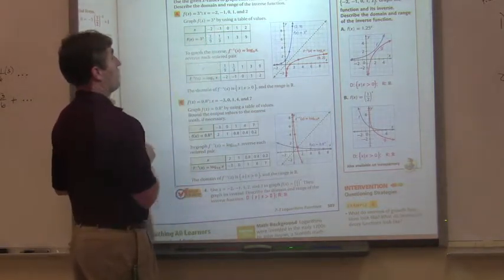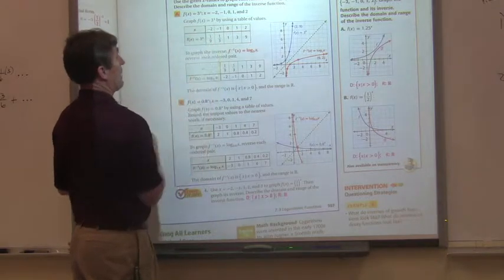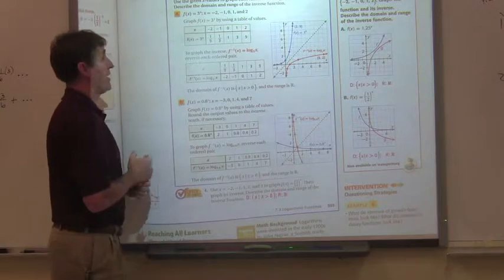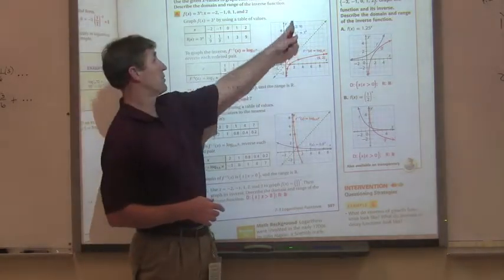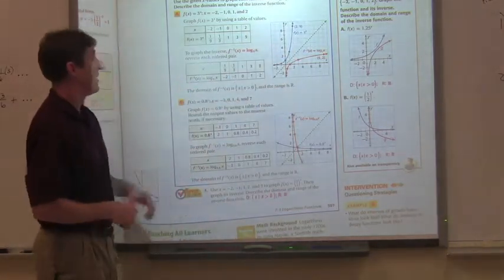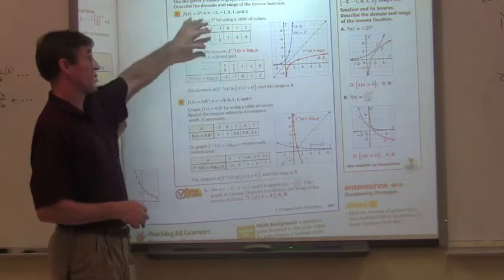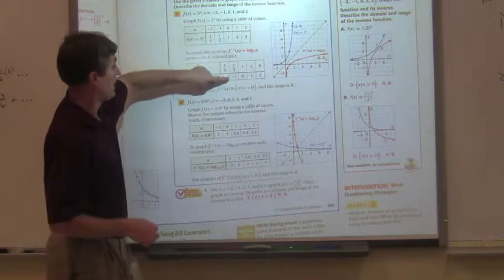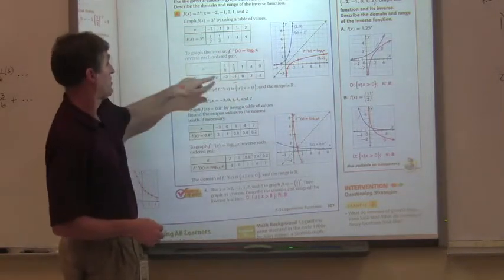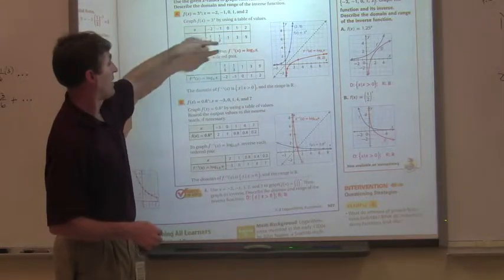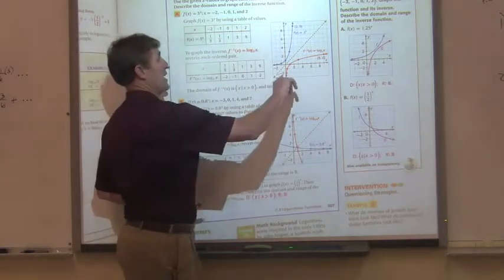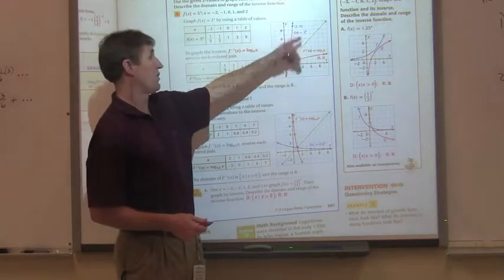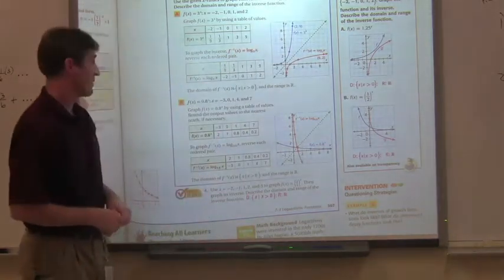3 to the negative first power, 1/3. Anything to the 0 power is 1. 3 to the first power, 3. 3 to the second power, 9. And we can graph that. That's in the blue. Okay? Remember inverse functions. We just switch the x and the y values. So our x values become our functional values, our y values, and our y values become our x values, and it gives us the red line, which again we talked about is the reflection over the line y equals x.